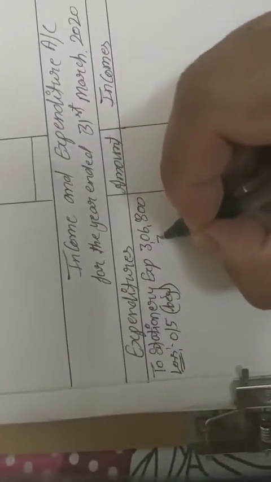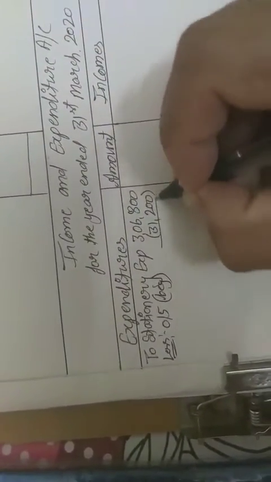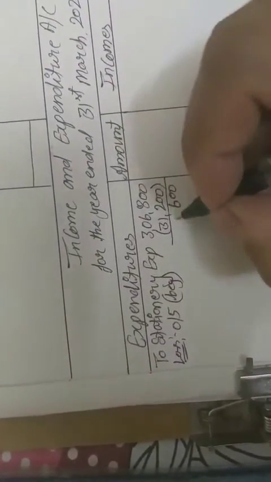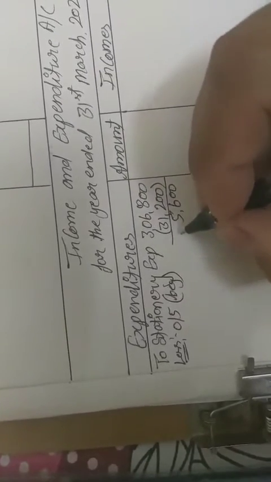So this outstanding is related to last year. We have to subtract this first, less outstanding at the beginning, amount is 31,200. We will subtract this, and the balance will be 2,75,600.